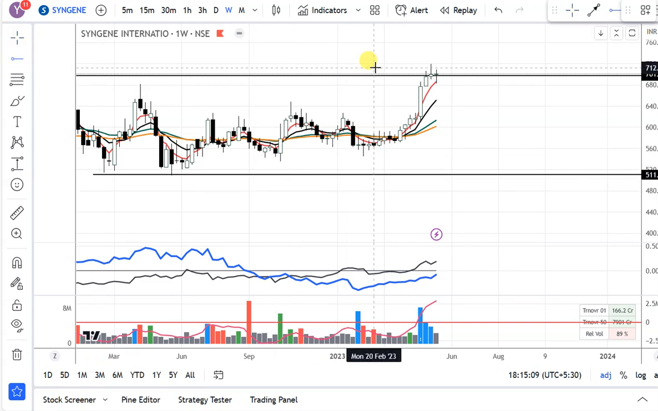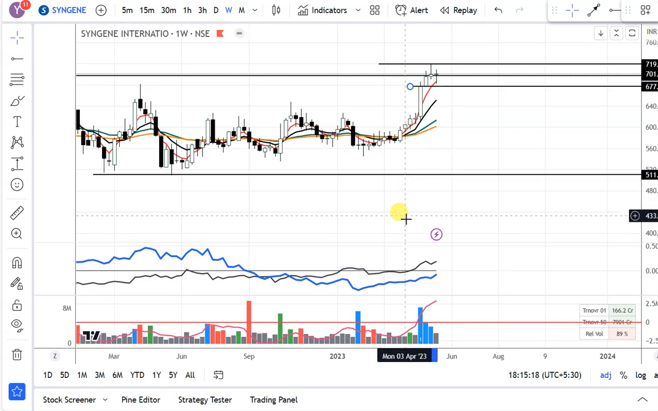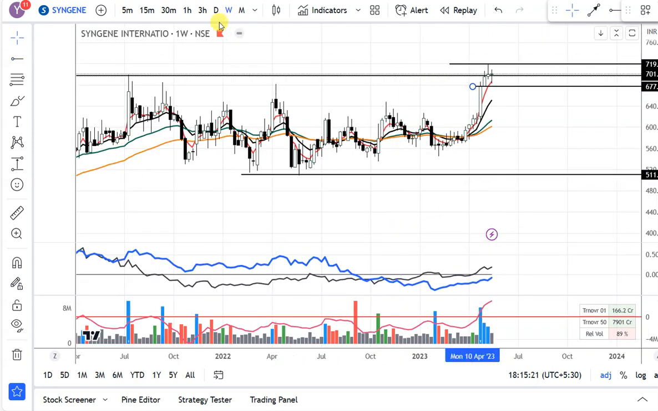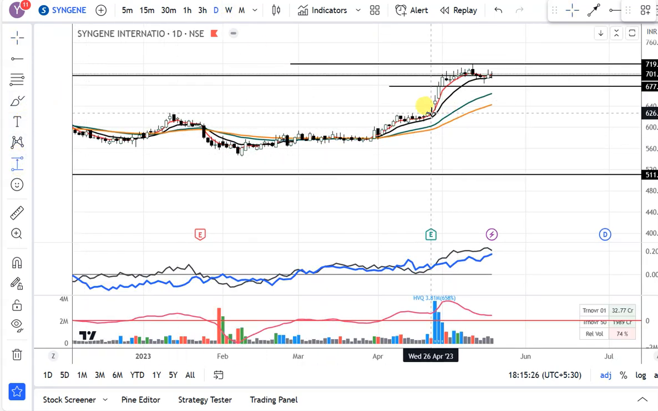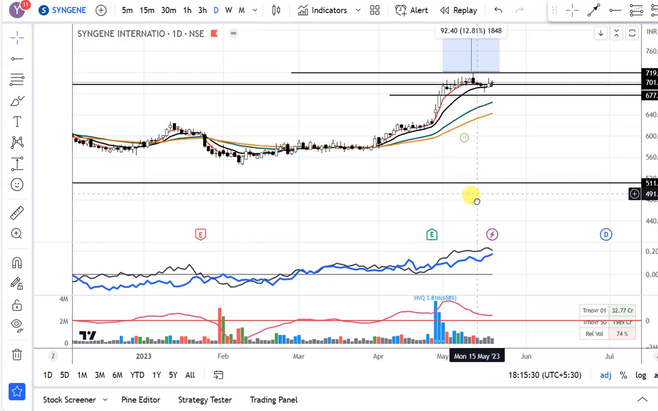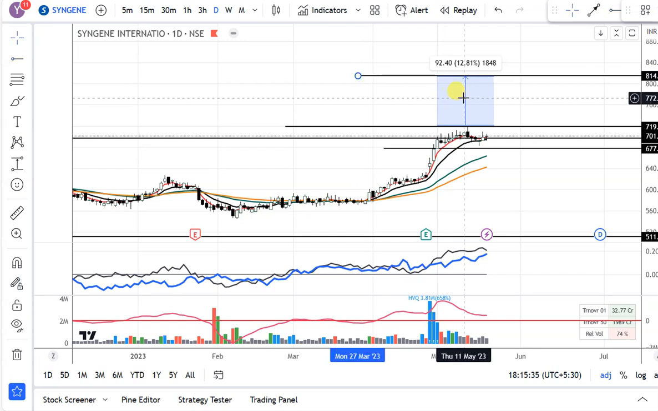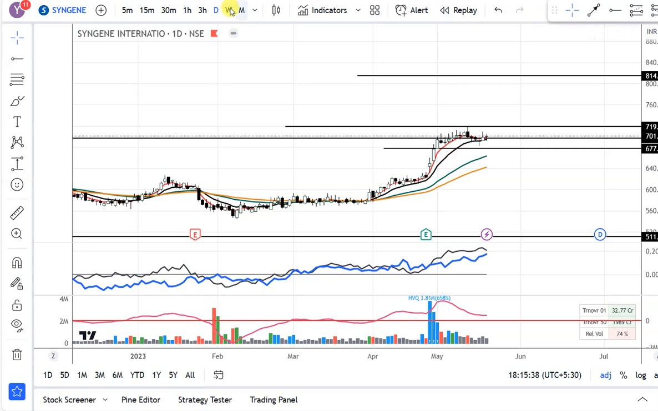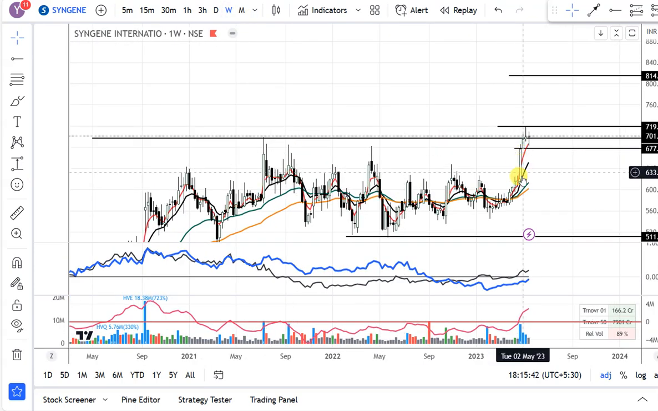And the possible rally that can happen is 815 rupees. So Syngene is looking a little bit strong right now. The rally of this area is very strong. So above 720 the strength may come more, below 675 the weakness, and the possible rally area is approximately around 815 rupees.